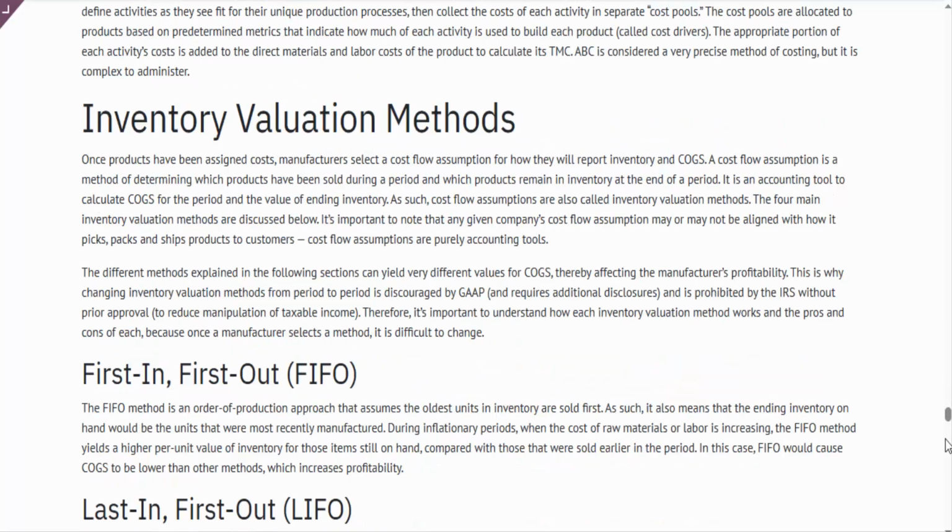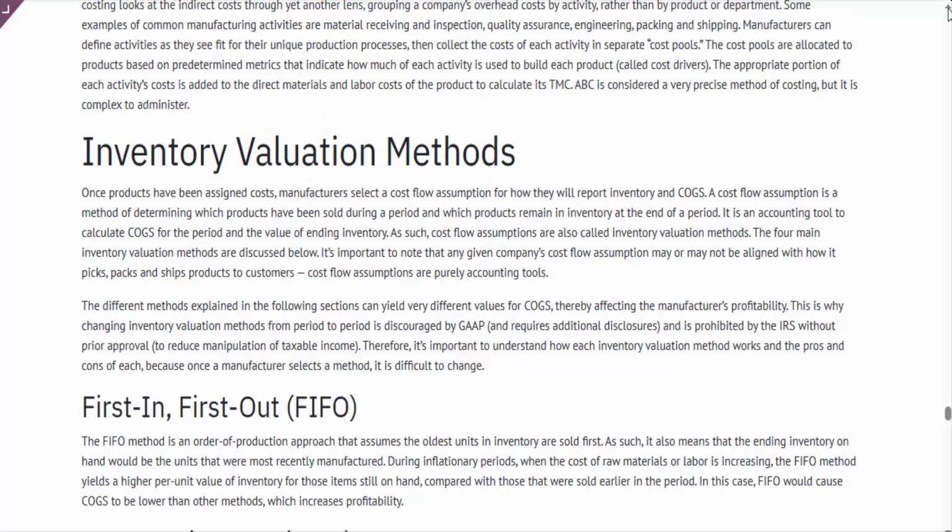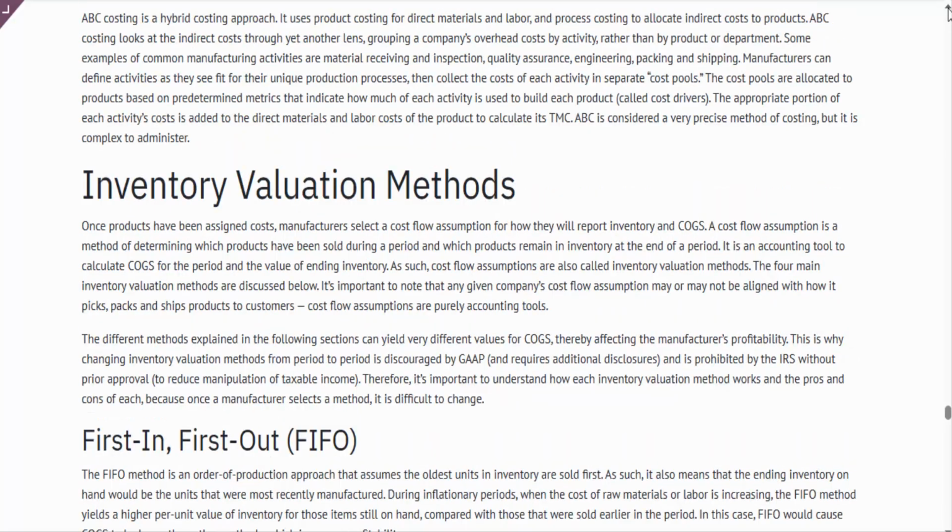This is why changing inventory valuation methods from period to period is discouraged by GAAP and requires additional disclosures, and is prohibited by the IRS without prior approval to reduce manipulation of taxable income. Therefore, it's important to understand how each inventory valuation method works and the pros and cons of each. Because once a manufacturer selects a method, it is difficult to change. First in, first out, FIFO.